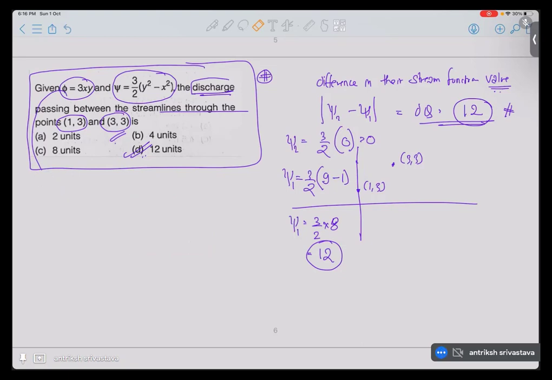Because what sticks with us is that we have to take the difference of the function value at 2 points, but what we tend to forget is which function value difference we have to actually take. So it is the stream function. Okay, now is this clear? We'll go to the next question then.